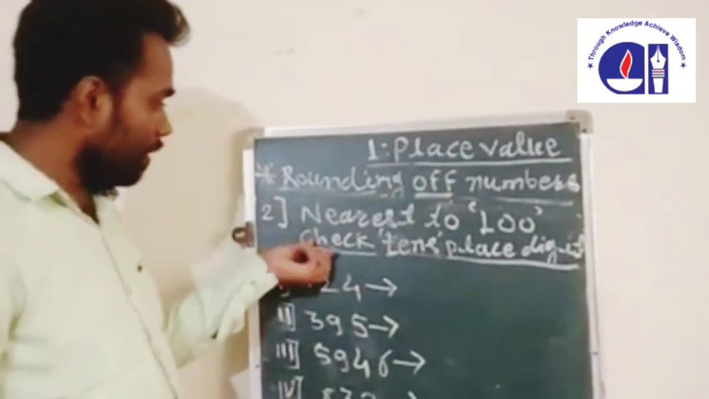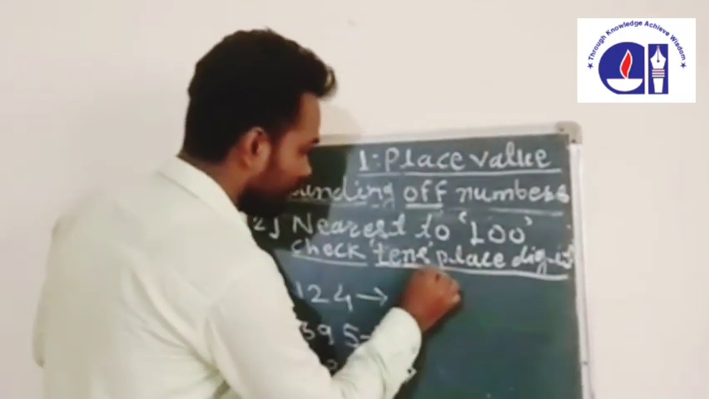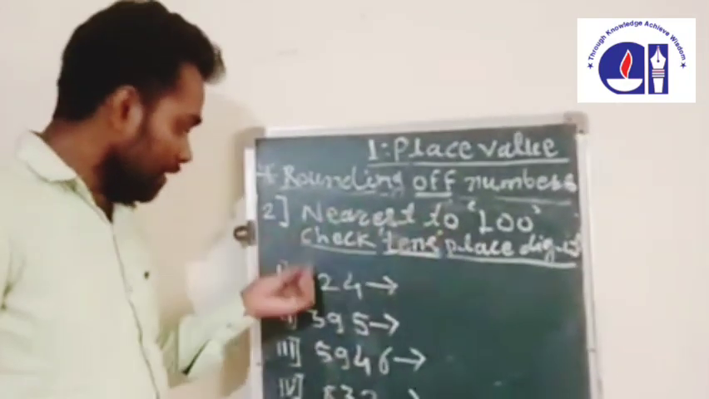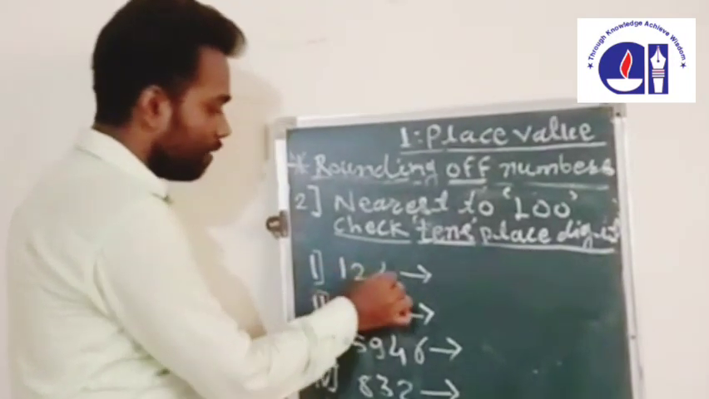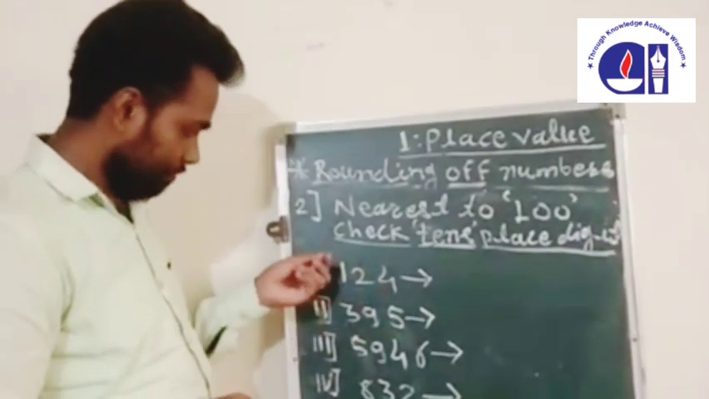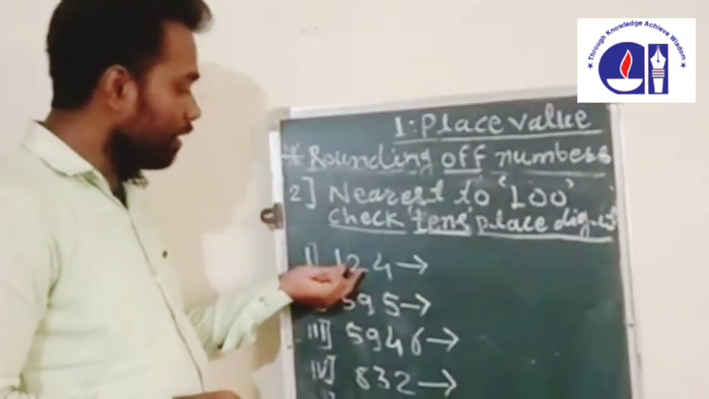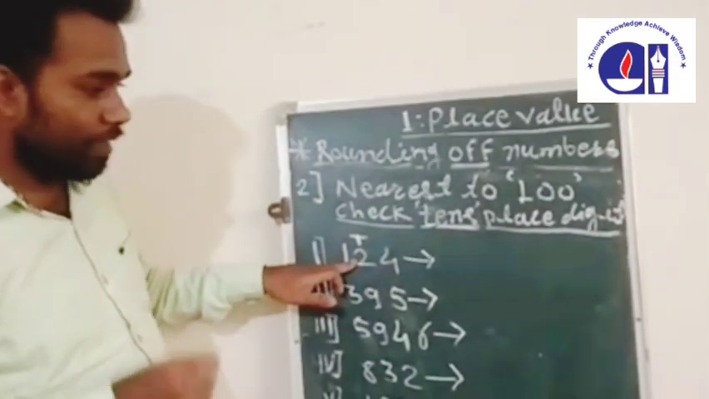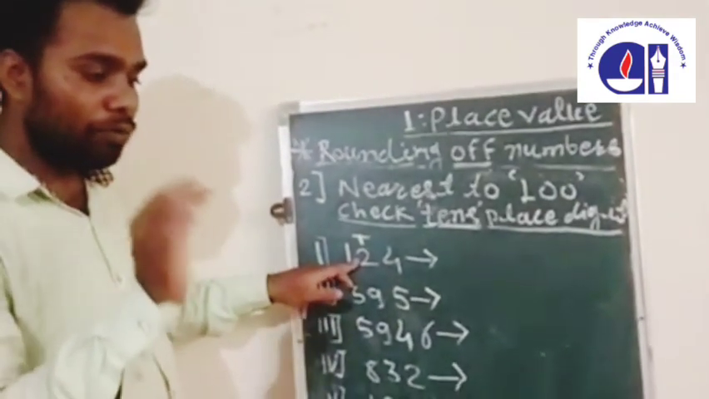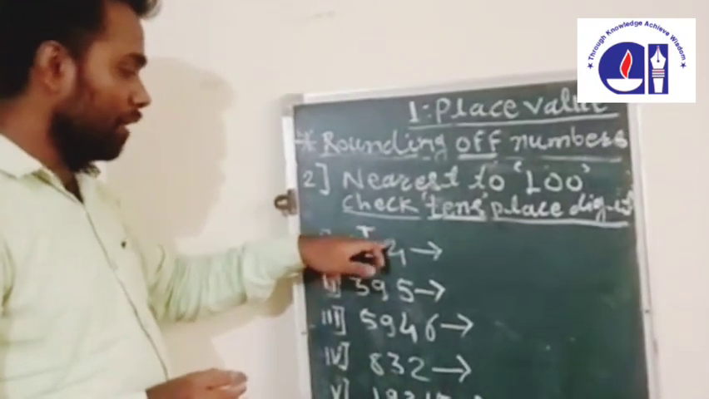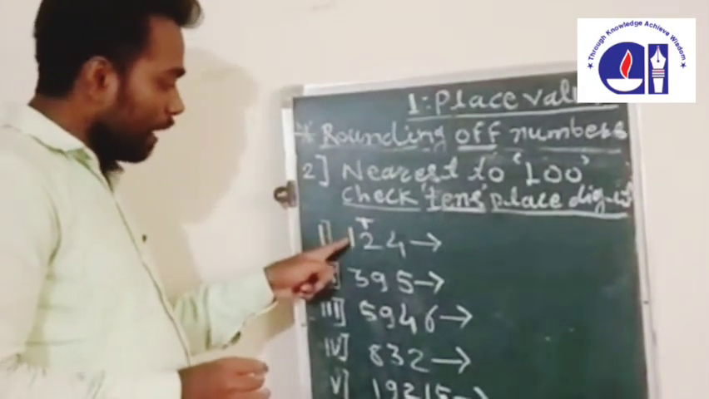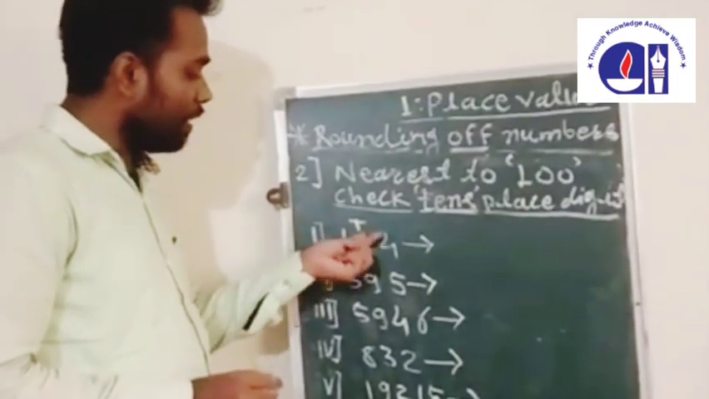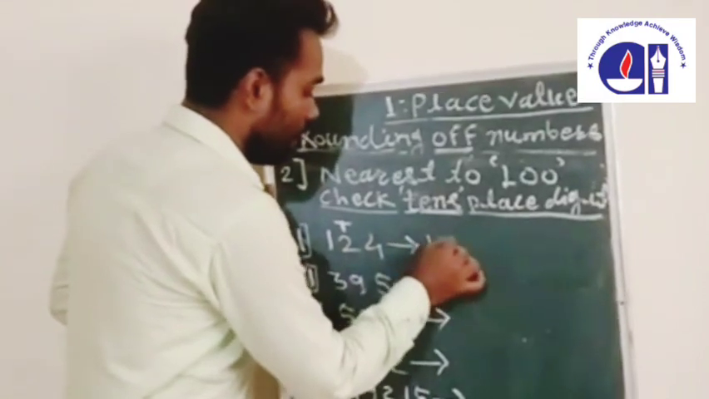When we have to round a number to the nearest 100, we check the tens place digit of the given number. See here the number given is 124. In 124, the tens place digit is 2. If the tens place digit is 0, 1, 2, 3 or 4, we round to the back 100. So the back 100 of 124 is 100. So the given number 124 is nearest to 100.